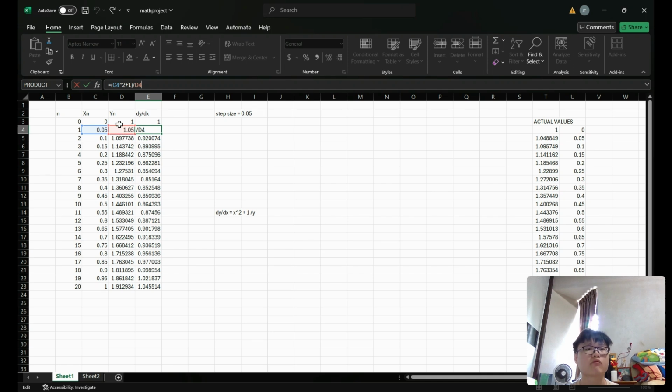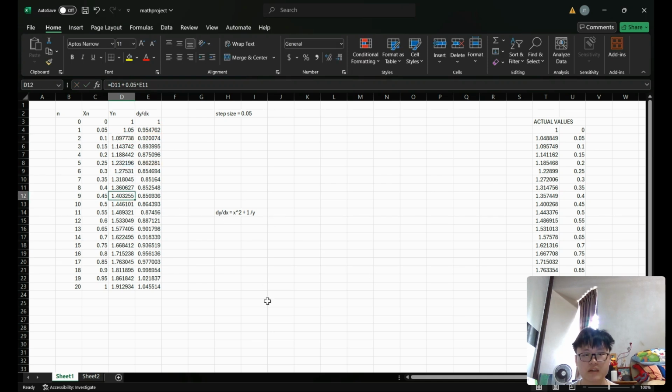Then lastly, we have our y, which is D3, our first y, plus our step size times our dy/dx over here. And then this extends all the way down, as you can see.